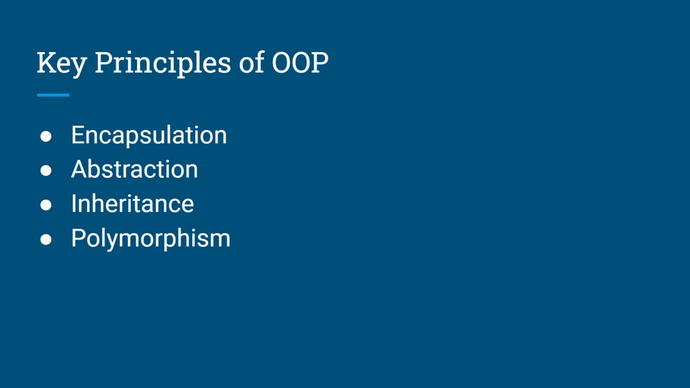Next will be abstraction. Abstraction is the concept of hiding complex implementation details and showing only the necessary features of the object. This is achieved by using abstract classes and interfaces.